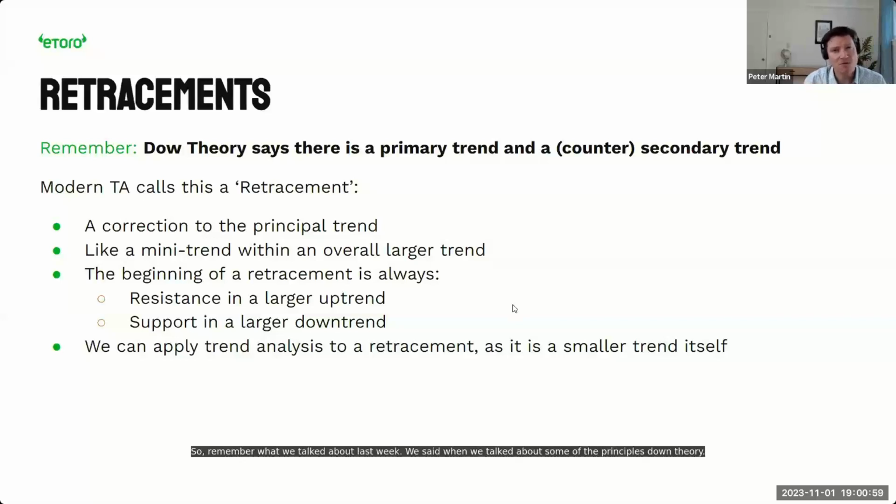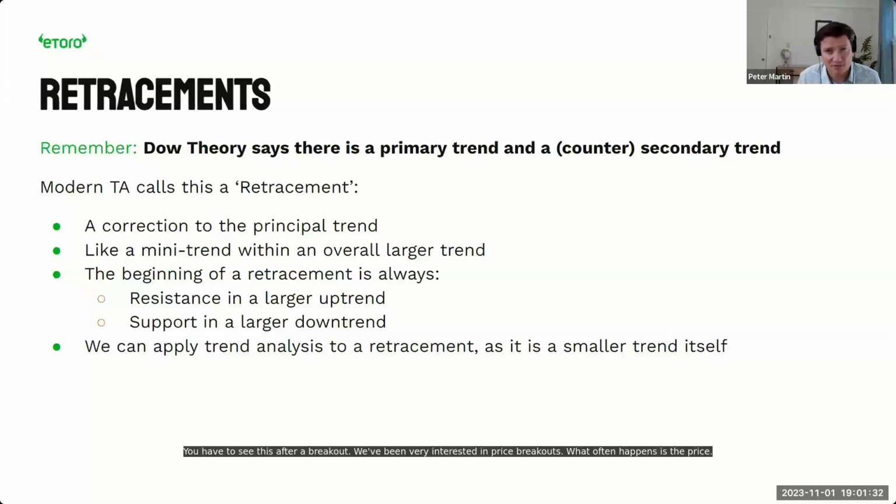So remember what we talked about last week, when we talked about some of the principles of Dow theory. Dow theory said there's a primary trend, and then there's a secondary trend, which is a counter trend. Modern technical analysis calls this a retracement. So it's a correction to the principal trend. It's like a mini trend within an overall larger trend. You often see this after a breakout. We've been very interested in price breakouts.